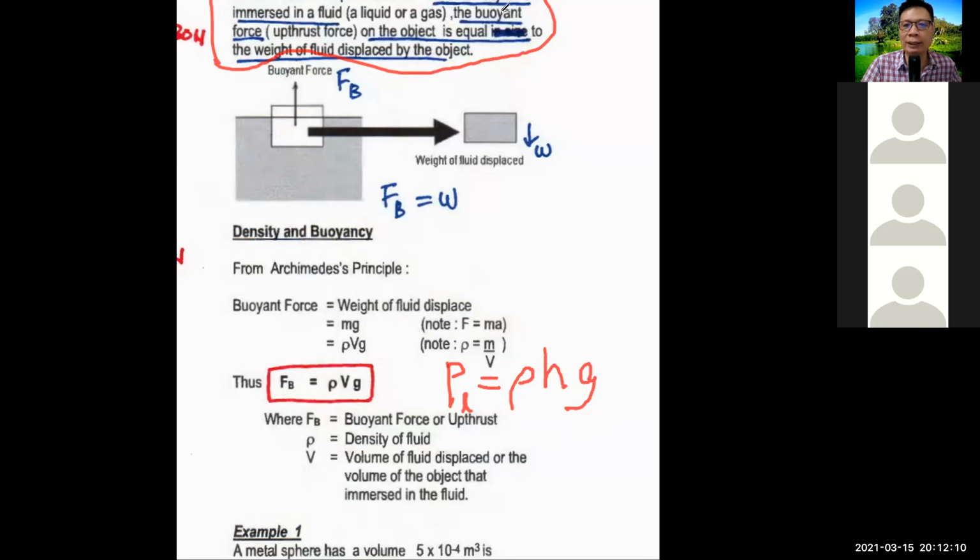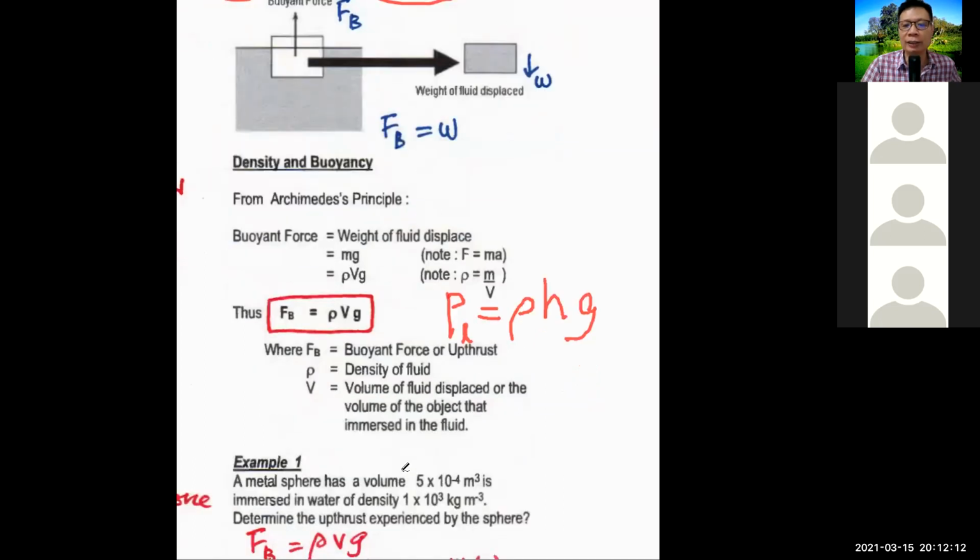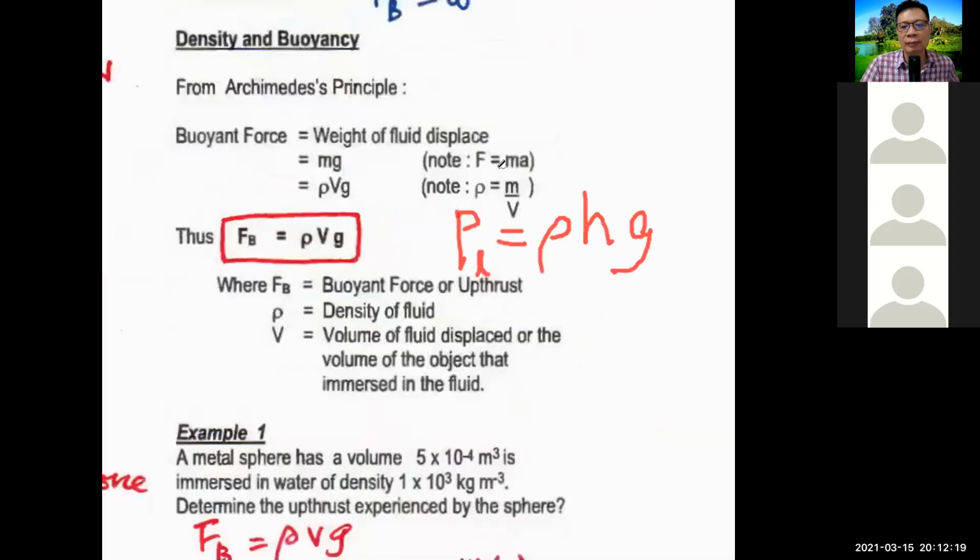Come, now answer this question. Use the formula and calculate. A metal sphere has a volume of 5 times 10 to the power negative 4, the volume of the ball. Then the ball is immersed into the water. The density of water is 1 times 10 to the power 3. Determine the upthrust. Upthrust means the buoyant force. So use the formula rho Vg, direct calculation. What is the answer you get?